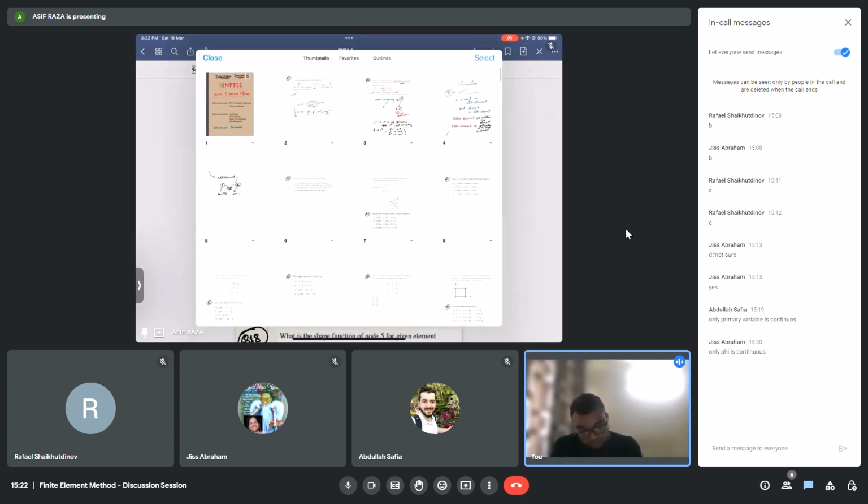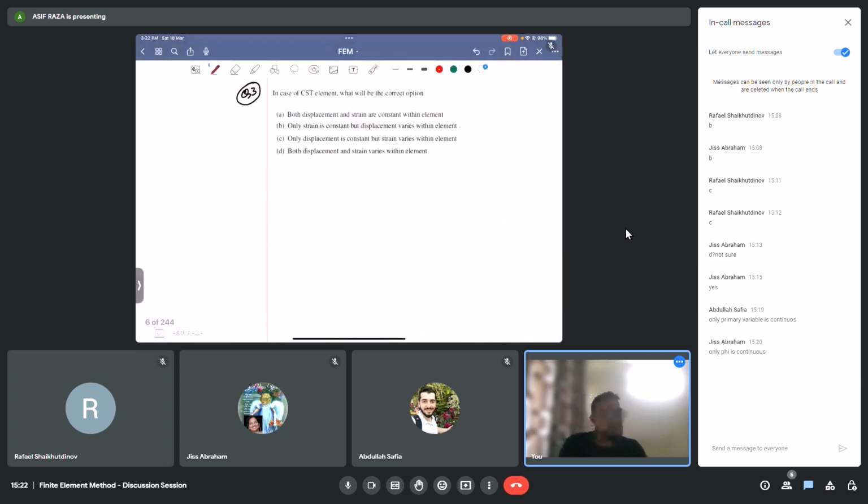Okay, let's move on to the next question. In case of a CST element, constant strain triangle element, what will be the correct option? First option is both displacement and strain are constant within the element. Second is only strain is constant but displacement varies within the element. Third is only displacement is constant but strain varies within the element. And fourth is both displacement and strain vary within the element.